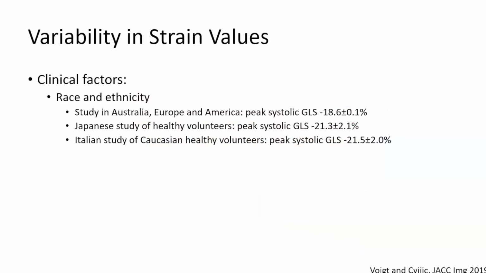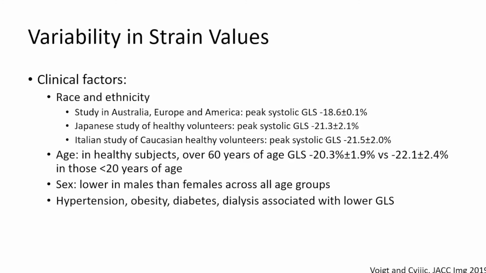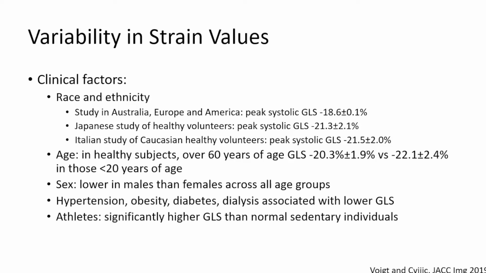Variability can also come from clinical factors. Patients of different race and ethnicity have different strain values. That's been studied across various populations. Age: as we age, the GLS specifically tends to decrease. Males actually have a lower strain value on average than females across all age groups. And hypertension, obesity, and patients with diabetes or on dialysis are all associated with lower GLS, of course, for various pathologic reasons as well. And then athletes have a significantly higher GLS than normal sedentary individuals, which we've seen in studies.